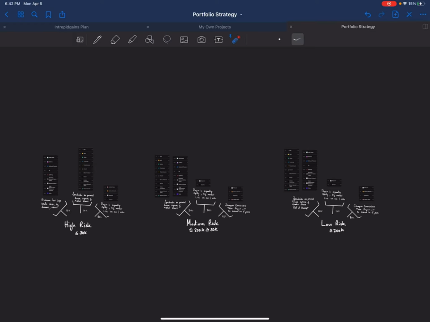Okay, so the idea here is, depending on how much money you have, if you have less than 30,000, between 30,000 and 200,000, or above 200,000, this is the way I would think of constructing portfolios.